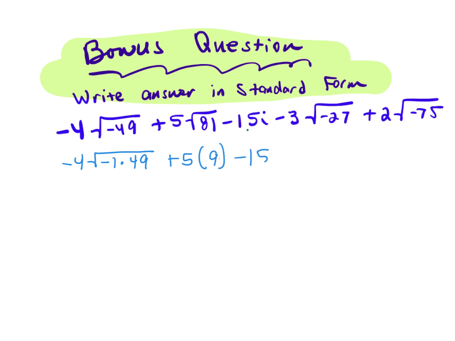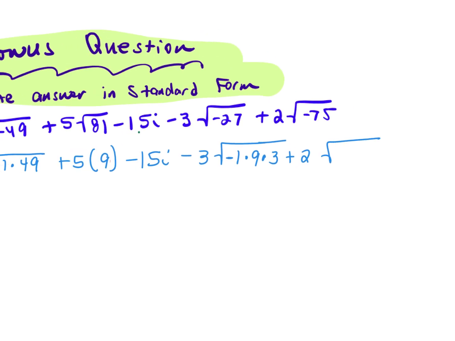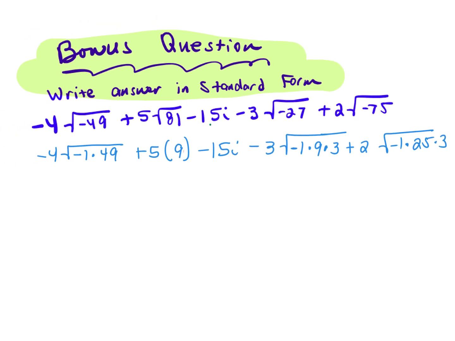Minus 15i minus 3 times, this is going to be negative 1. What can I break 27 into? 9 times 3, okay. Plus 2, what can I break negative 75 into? Negative 1 times what? 3 and 25. You want a perfect square and a non-perfect square. All right, so do you guys see, why is it important to separate the number from the negative 1 when it's underneath the radical?